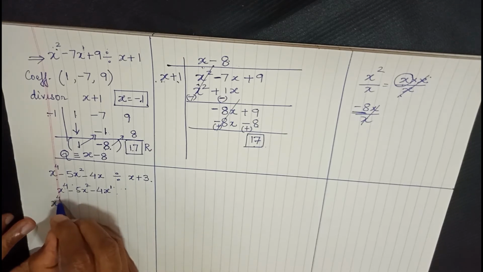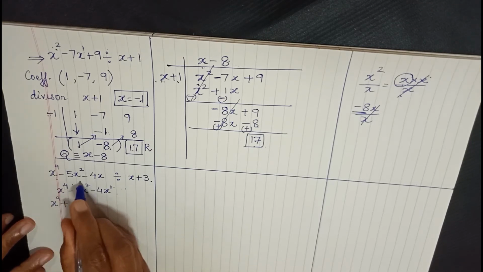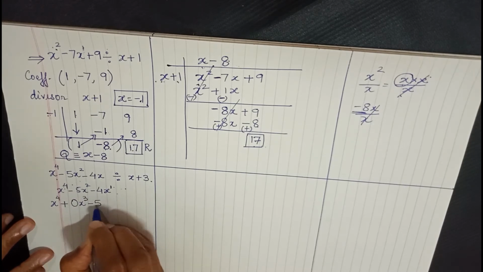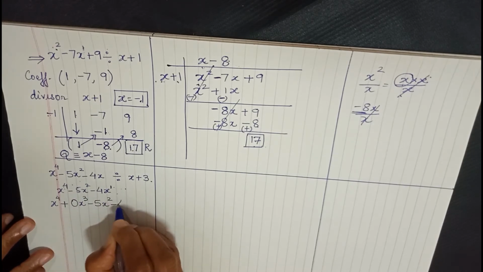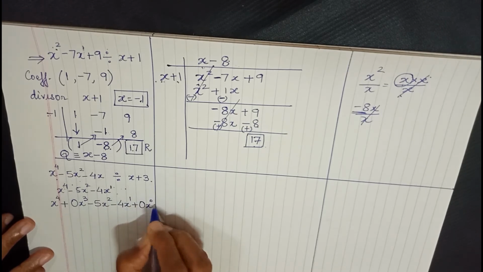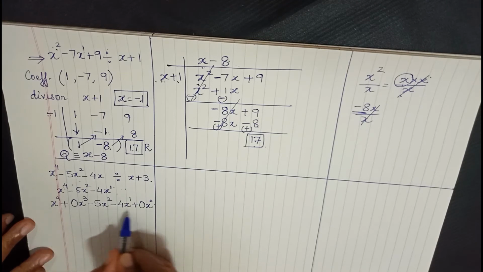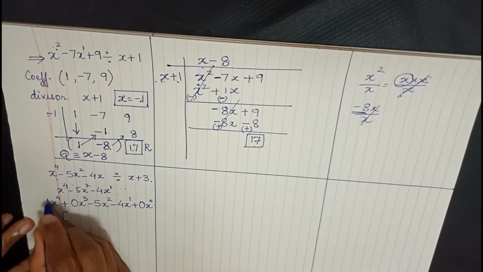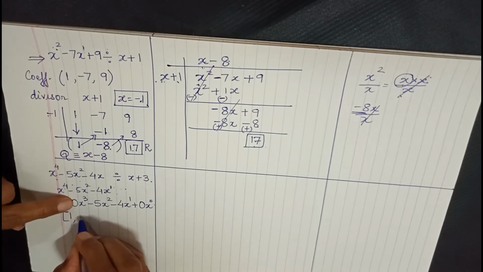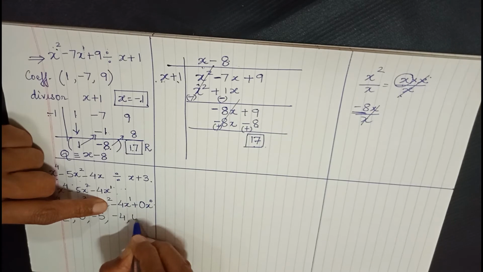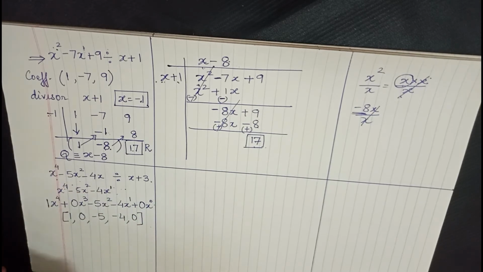So let us say x raised to 4. Now after 4, 3 is missing. So 0, x raised to 3. Then x raised to 2 is there. X raised to 1 is there. But x raised to 0 is also missing. So we have introduced all these. So what is the coefficient form that we get? 1 from here, comma 0, minus 5, minus 4 and 0. So this is the coefficient form of the dividend.